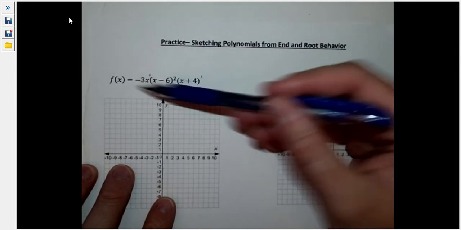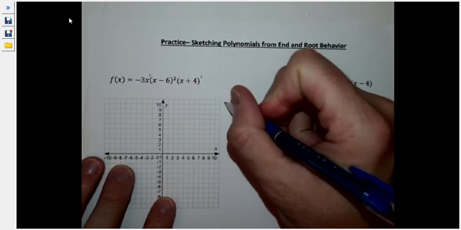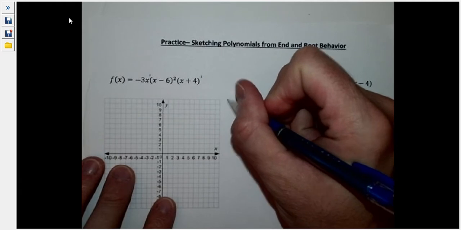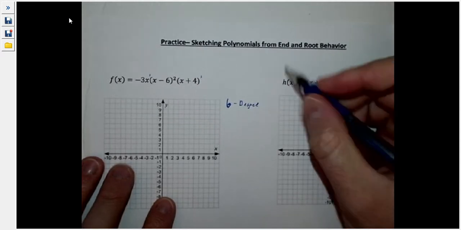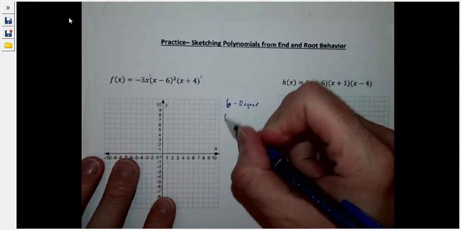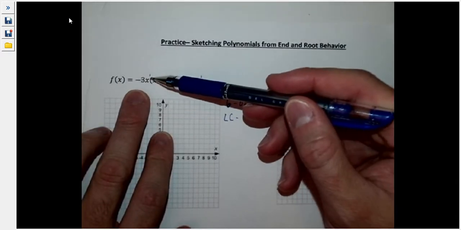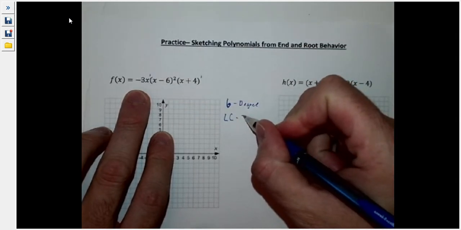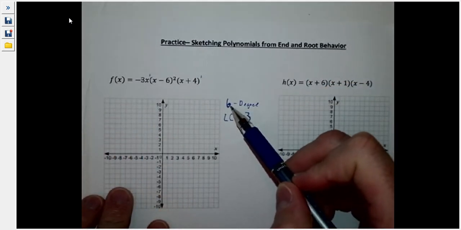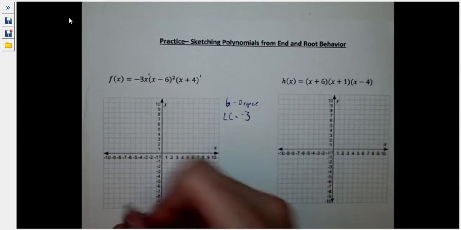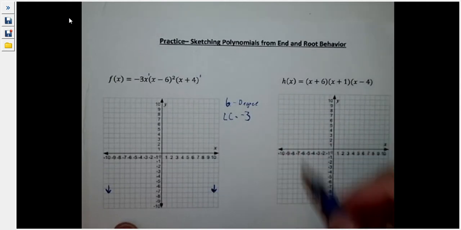So the total power, if we FOILed all this out, we've got a first power, a second power, and a first power. So if you total these all out, our total power is 6. That is our degree of our polynomial. Our leading coefficient is negative because this is 1 times 1 times 1 times -3. So my leading coefficient is -3, which means the end behavior looks like a quadratic that's opening down. So even degree, negative leading coefficient, which means my end behavior on both sides is going down.